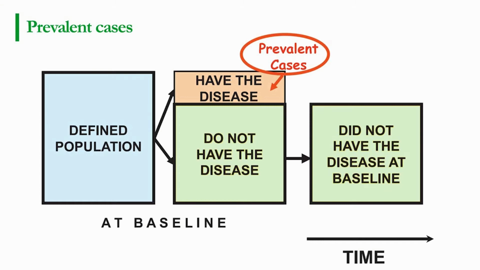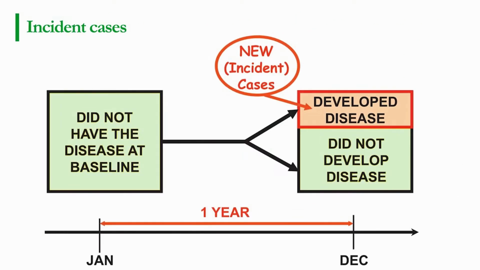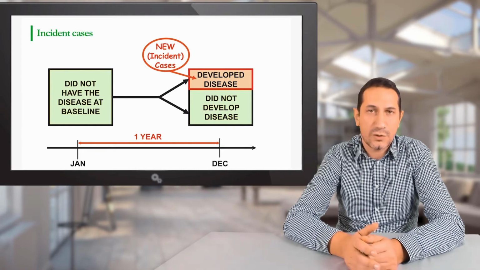And if we follow through time, of course, we are interested in the new cases happening in the population. So we will follow through time the cases which did not have the disease during the baseline time. And if we follow through a year, of course, new cases will develop disease, and those are called incidence cases. And as we said, if we calculate the prevalence for this period, we would account for both new and old cases. And if we calculate the incidence, we would account only for the incidence cases, so the new ones.